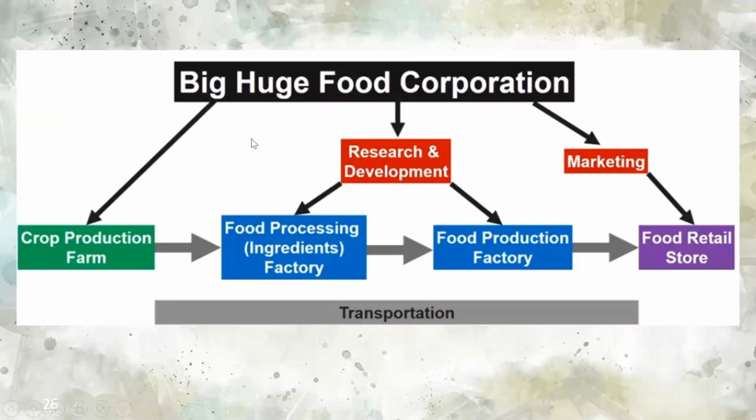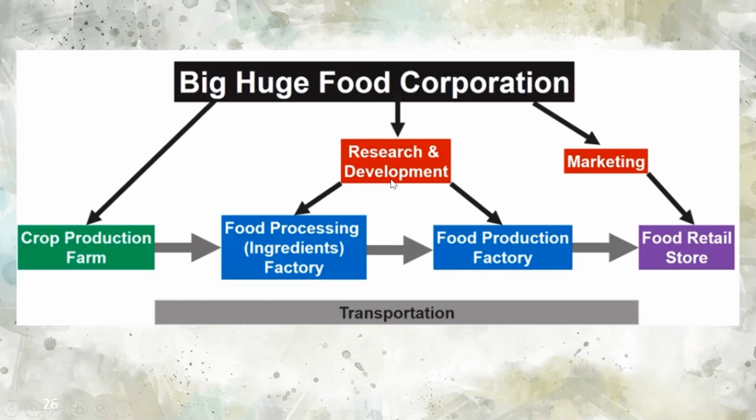Well, food corporations first of all buy the land. They might buy a local farm, consolidated with the rest of their farms, and they grow the crop or the livestock. It goes to a processing factory, then to a production factory, and then to a retail store, like a Walmart or some Fred Meyer, or a Winco.